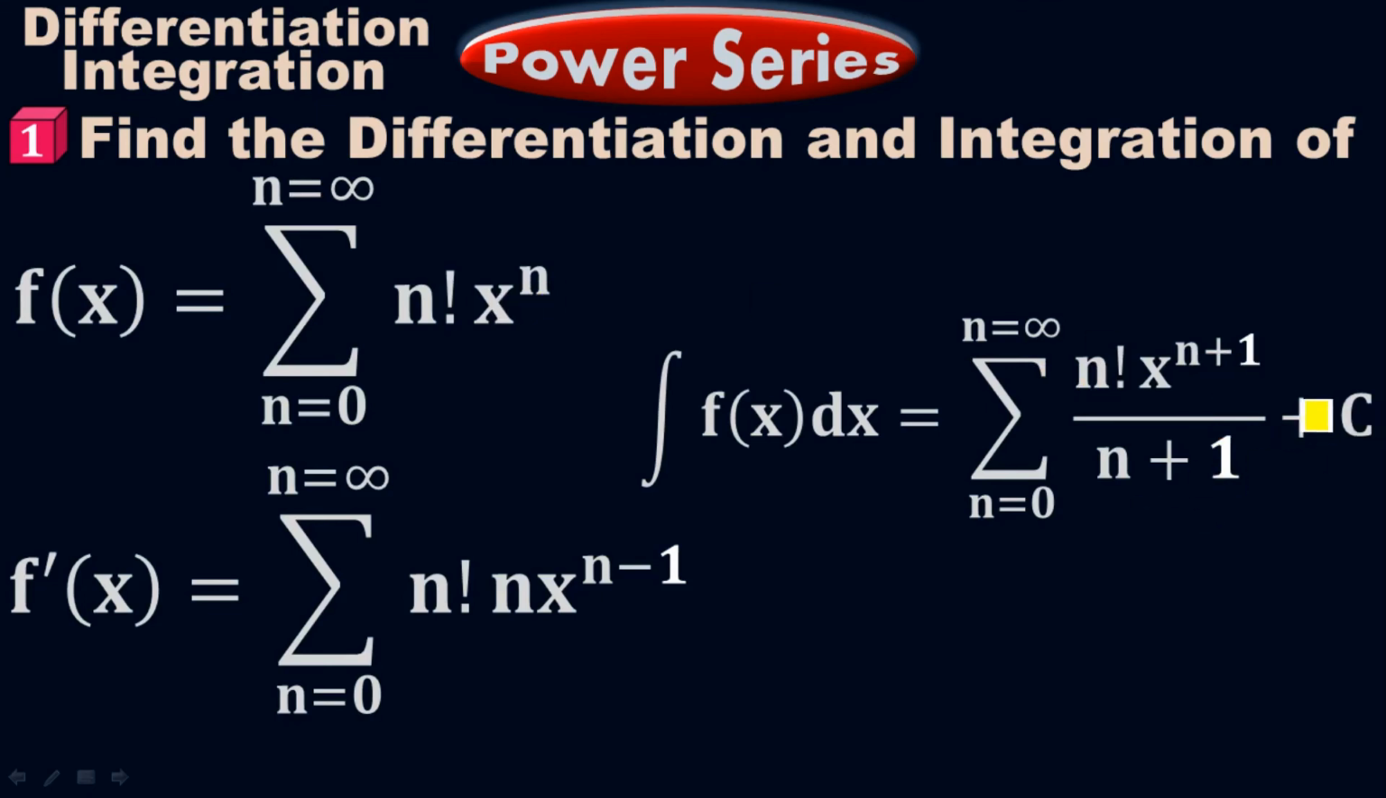And then plus constant. So here we got the differentiation of this equation, and this is the integration. That's what the question asks: find the differentiation and integration of f of x, which is the summation of n factorial times x to the n.